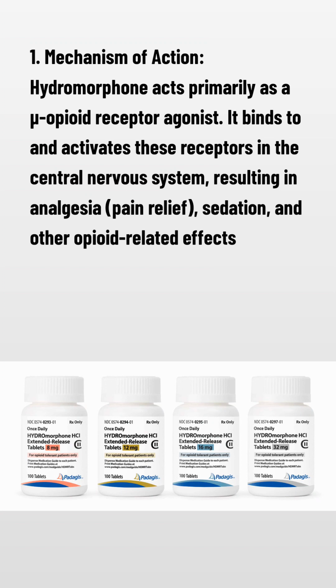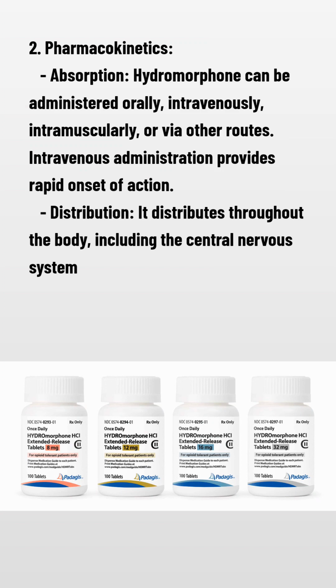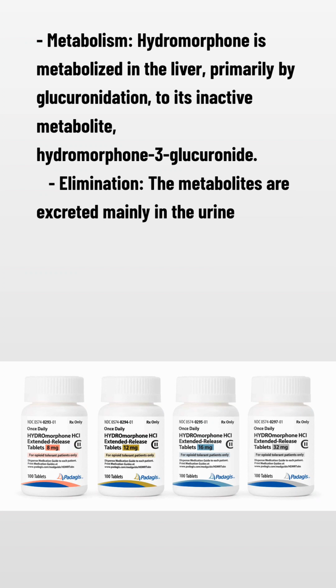2. Pharmacokinetics. Absorption. Hydromorphone can be administered orally, intravenously, intramuscularly, or via other routes. Intravenous administration provides rapid onset of action. Distribution. It distributes throughout the body, including the central nervous system. Metabolism. Hydromorphone is metabolized in the liver, primarily by glucuronidation, to its inactive metabolite, hydromorphone 3-glucuronide. Elimination. The metabolites are excreted mainly in the urine.